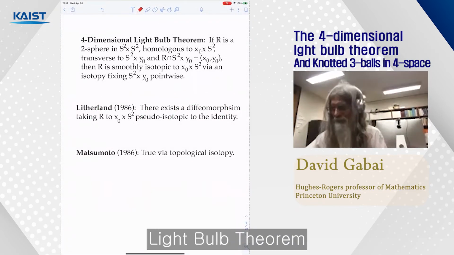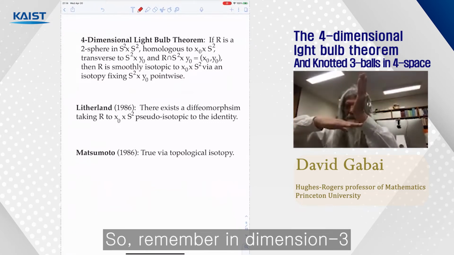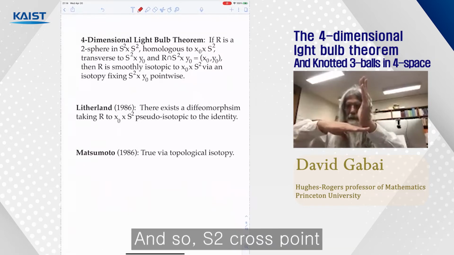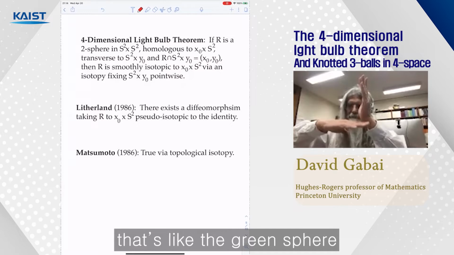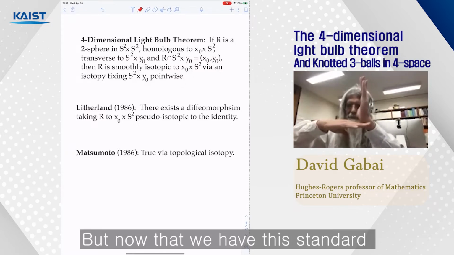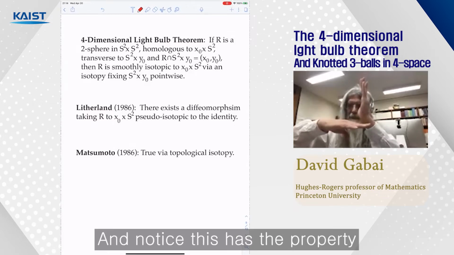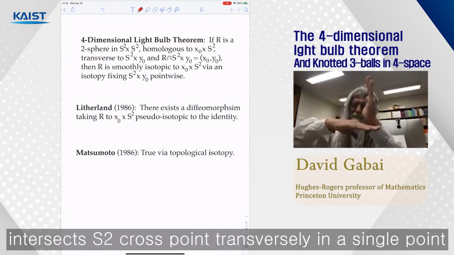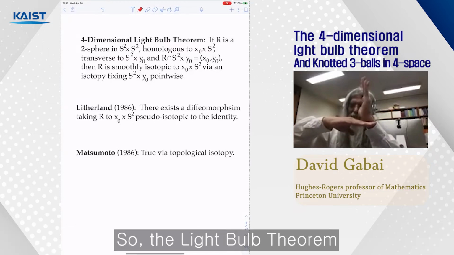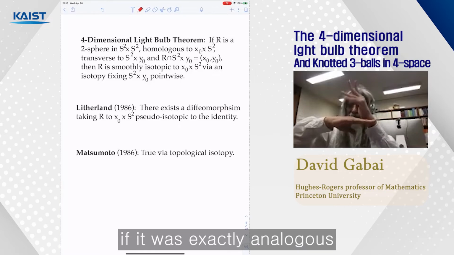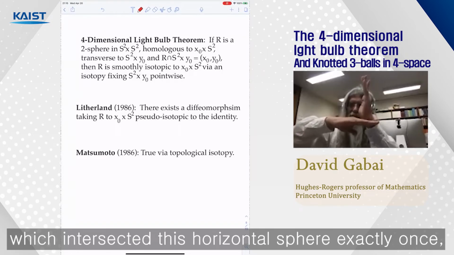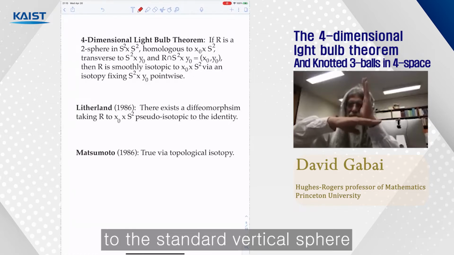Now the statement of the four-dimensional light bulb theorem. Remember, in dimension 3, we had S2 cross S1. Here we have S2 cross S2. This S2 cross point is like the green sphere. But now we have this standard vertical sphere, that's like the standard S1 in S2 cross S1. Notice this sphere has the property that point cross S2 intersects S2 cross point transversely in a single point. So the light bulb theorem, if it was exactly analogous, would say that if you had another two-sphere which intersected this horizontal sphere exactly once, then it would be isotopic to the standard vertical sphere.